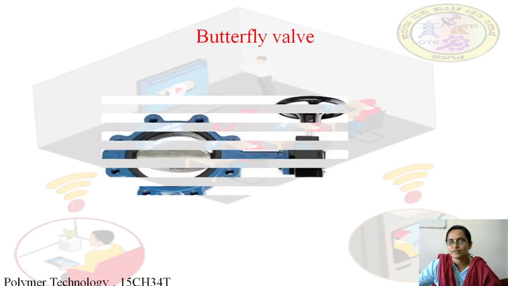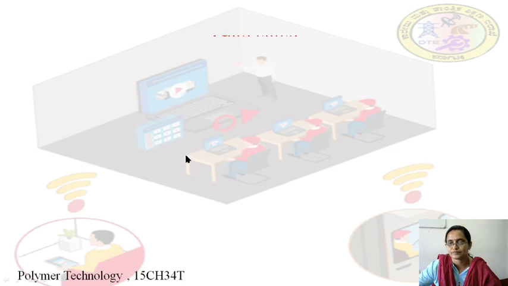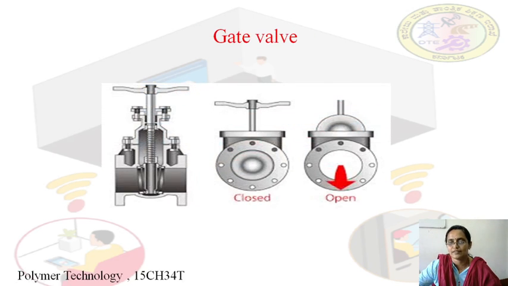So this is a butterfly valve. By opening and closing, we can control the flow of the fluid. Gate valve. In gate valve, the open and closed position is shown. When the valve is closed, it completely stops the flow of the fluid, whereas when the valve is open, the flow occurs.